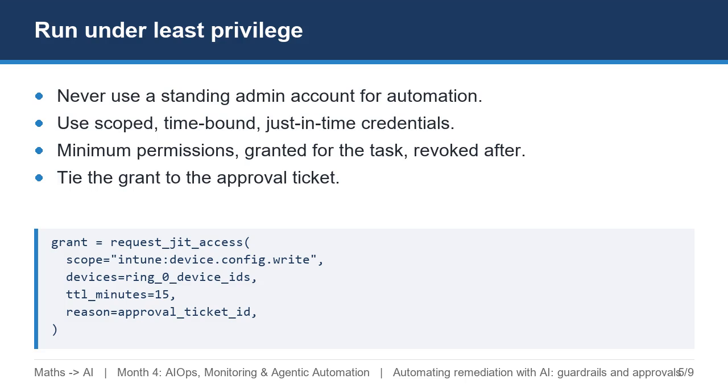Automated remediation must never use a standing admin account. Instead, use scoped, time-bound, just-in-time credentials, the minimum permissions, granted only for the duration of the task, and revoked right after. Notice in the example the scope is narrow, the devices are only ring 0, the lifetime is 15 minutes, and the grant is tied to the approval ticket. That way a buggy or abused automation simply cannot exceed its intended reach or outlive its task.